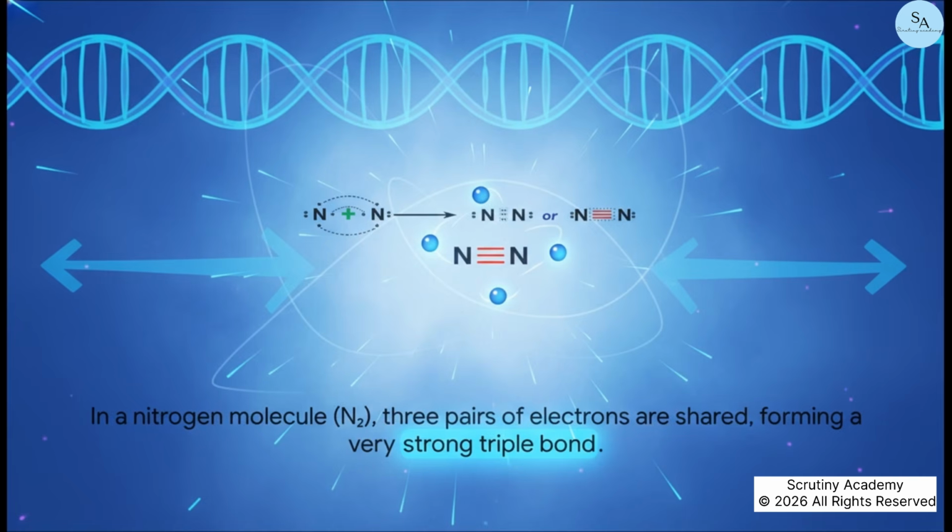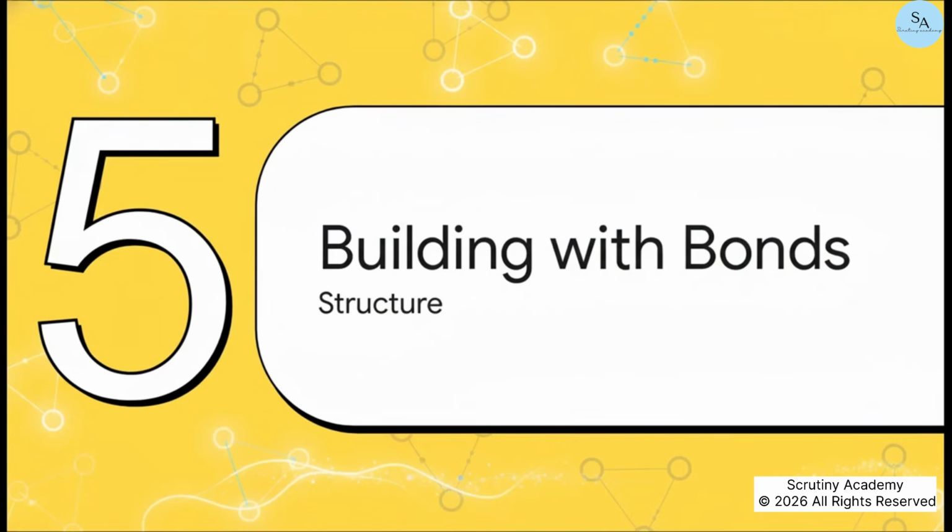This is called a triple bond, and it is incredibly strong, which explains why nitrogen gas is so stable and doesn't like to react with much. Okay, so we've got our 2 main ways atoms can bond, but here's where it gets really cool. Bonding doesn't just stick atoms together. It actually gives molecules their specific 3D shape, and that shape is everything when it comes to how they work.